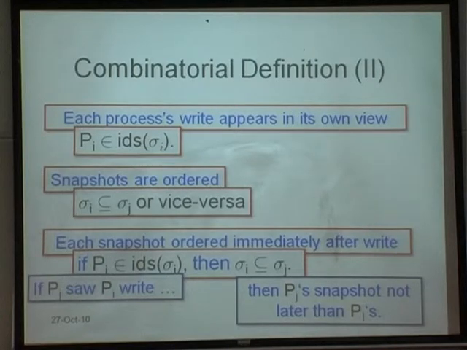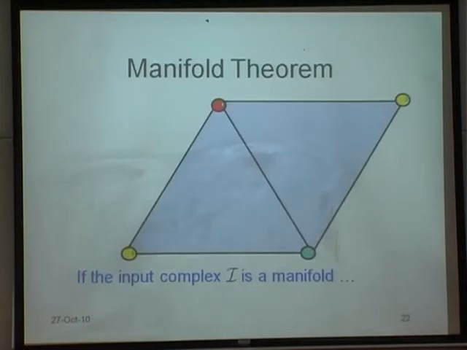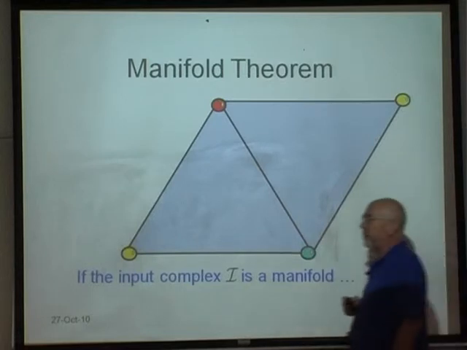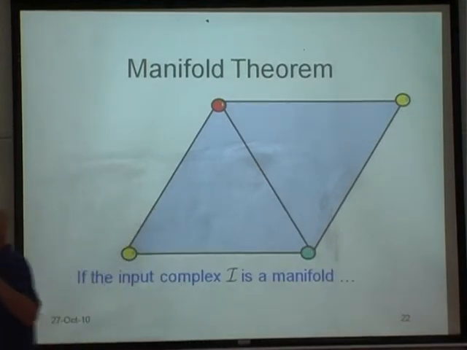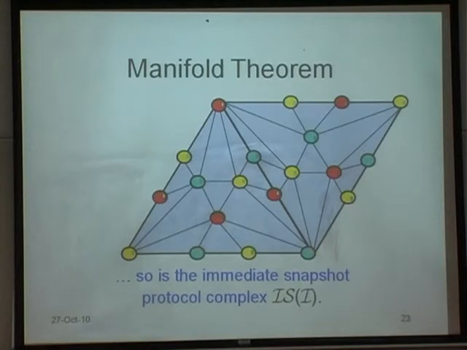And the fact that this is also a subdivision is something else that we're not going to prove now. But what we will prove is that this defines a manifold in a way that we'll get to. So the theorem here says that I've defined this for a single input simplex, and it's easy to generalize this to an entire input complex. In fact, we need that if we want to talk about multi-round protocols. And so the theorem that I want to prove says that if the input complex that I give you is a manifold, and I run one round of immediate snapshot, then the result is still a manifold.